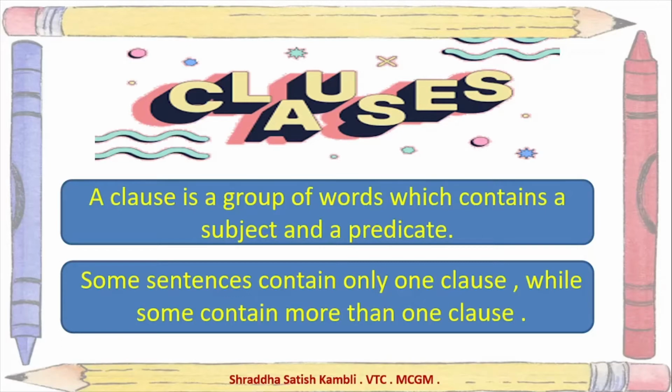Now when we talk about clauses, you will see that some sentences contain only one clause, while some sentences contain more than one clause. So I told you we are going to talk about types of clauses also. There are certain sentences which contain only one clause, whereas certain other sentences might contain more than one clause, sometimes two, sometimes three, depending on the length of the sentence.